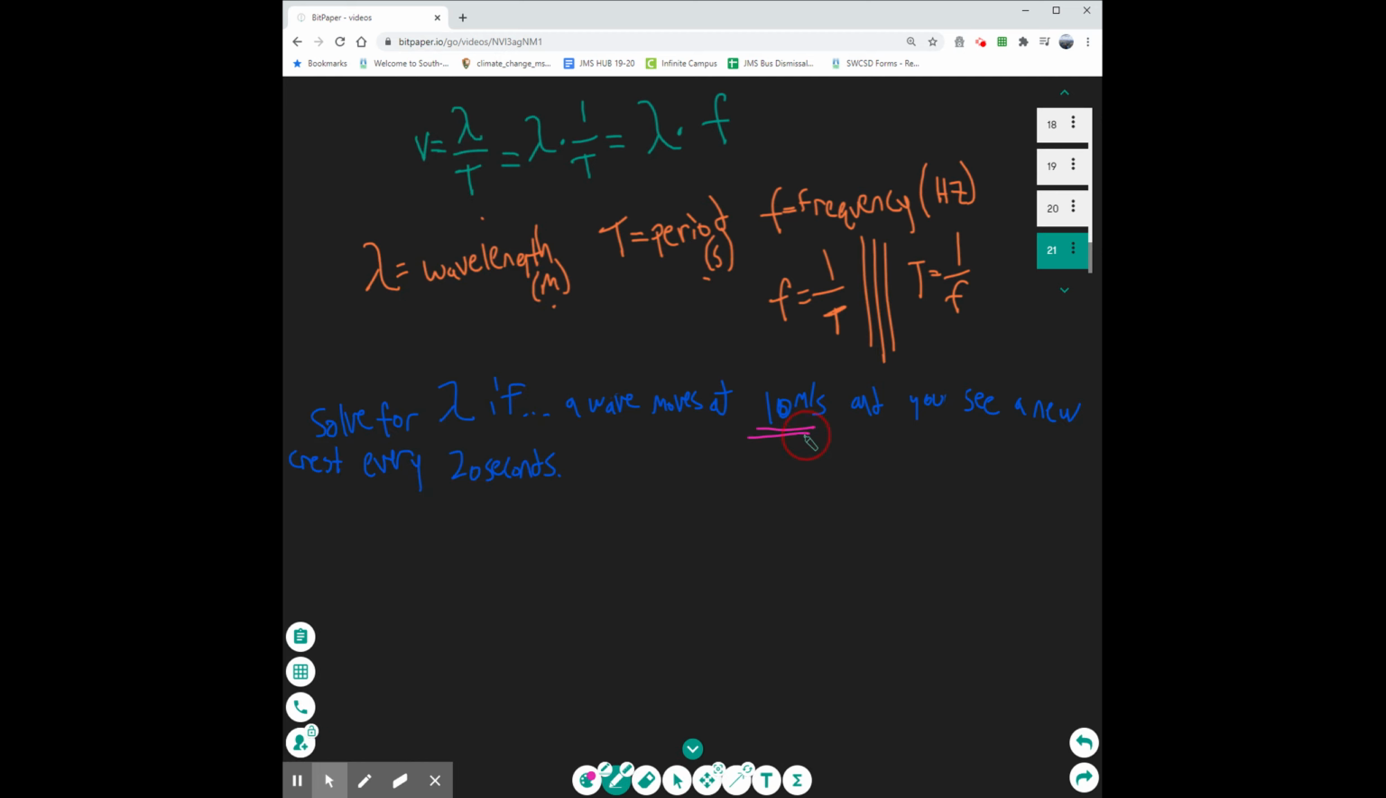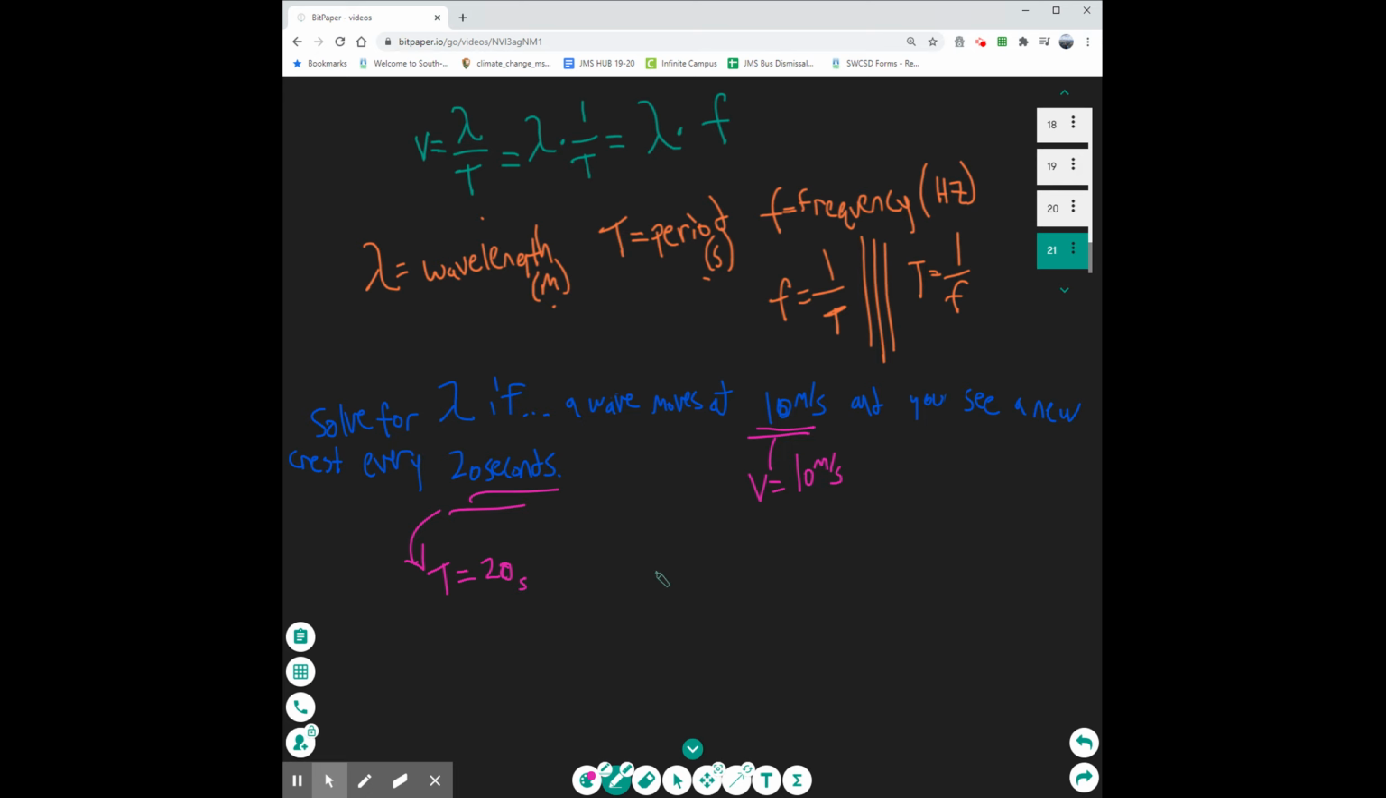I just told you this information. It moves at 10 meters per second. That's the velocity. So velocity equals 10 meters per second. And I told you you see a new crest every 20 seconds, right? Which means that every 20 seconds we see a new crest. So that means our period equals 20 seconds.